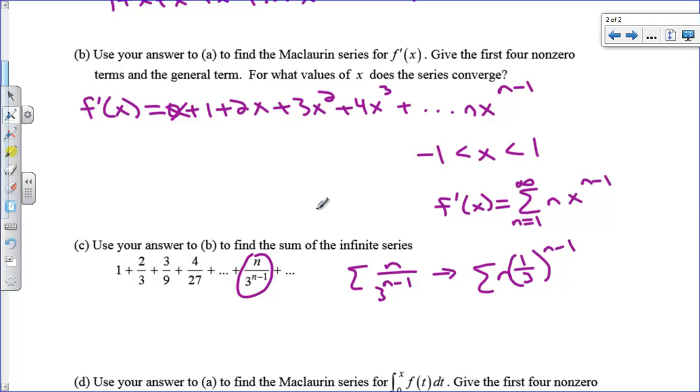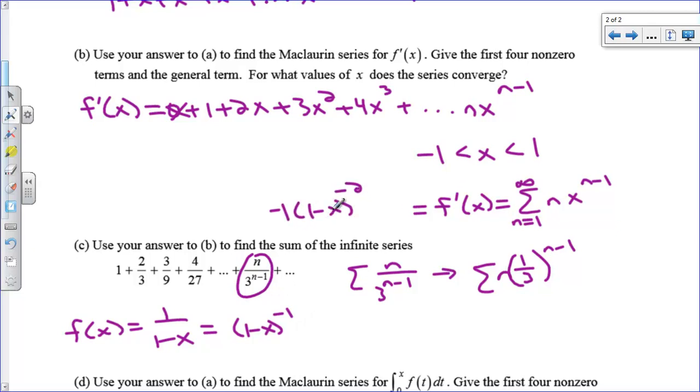Alright, so how is this going to help us? Well, I know that my original function was 1 over 1 minus x. This series right here was the derivative of that. That means that my series here represents a function of x. So if we write this as 1 minus x to the -1, I can actually take the derivative of that, which would be -1 times 1 minus x to the -2 times the chain rule times -1, so that turns that into a +1, which is 1 over 1 minus x squared.